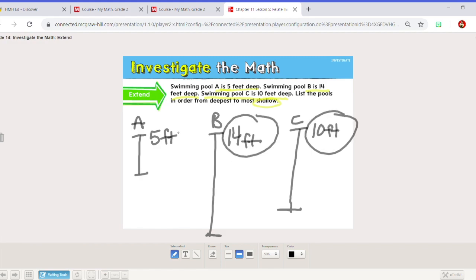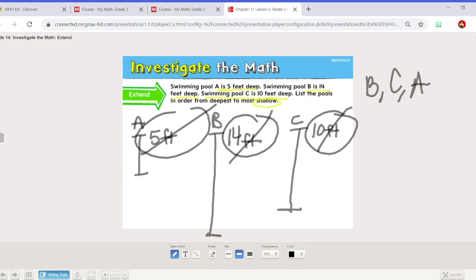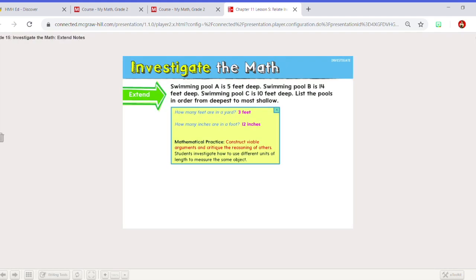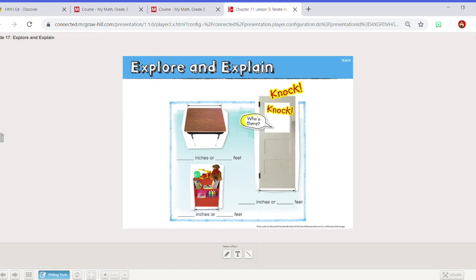The other clue is to take the number. 14 is the biggest number, so it is the deepest pool. So it's B, then the next largest number is 10, so then we're going to put C, and after that we get to 5 feet, which is the shallowest pool, the most shallow. So the order is B, C, A, from deepest to most shallow. Remember, drawing pictures always help us visualize, especially with measurement, but also just looking at the numbers can help tell us a lot too. So for today, as you get started, you're going to start by measuring different objects and then changing it to feet, like how I did my desk earlier.